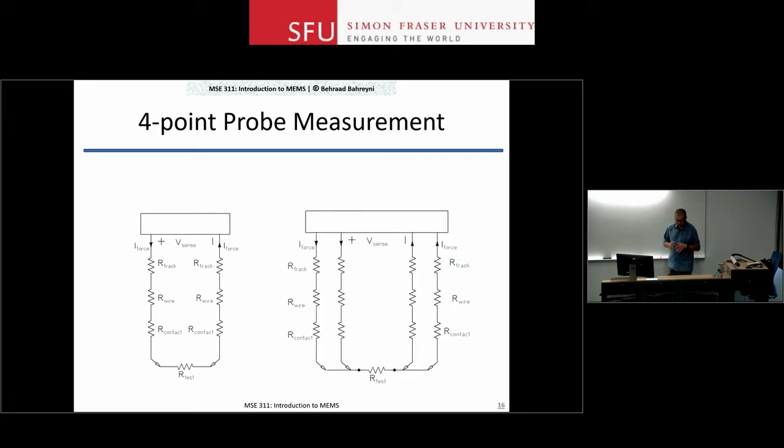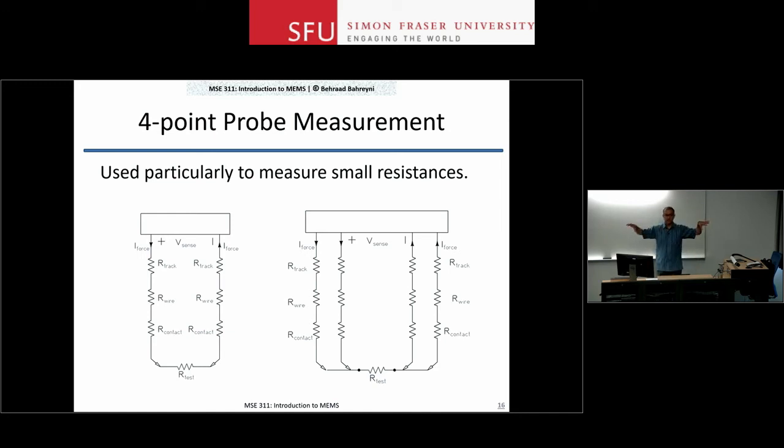The solution is using a 4-point probe measurement system. In this case, what I do is that I separate the tracks for forcing a current through the test resistor and measuring the voltage across it. Let's look at how I send the current. I send the current through a similar setup, right?